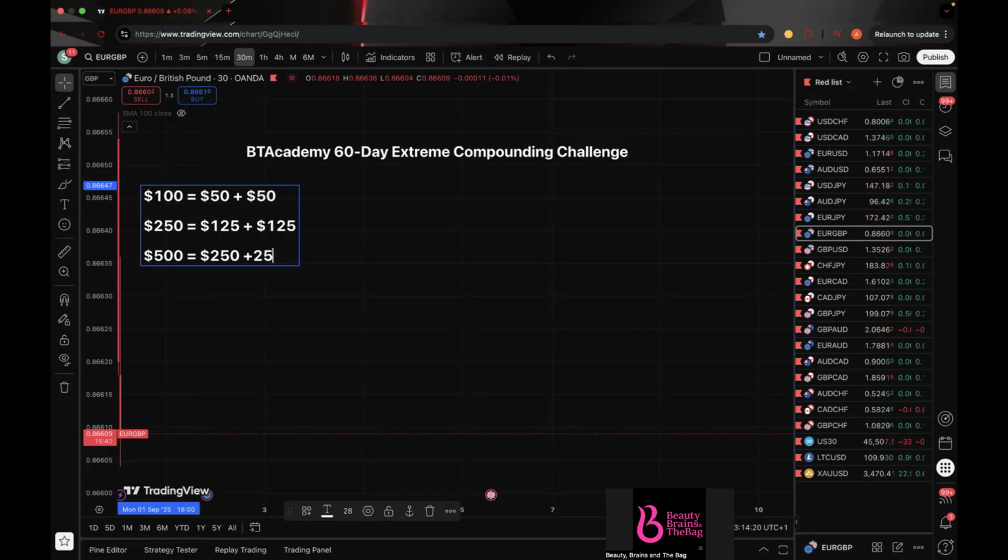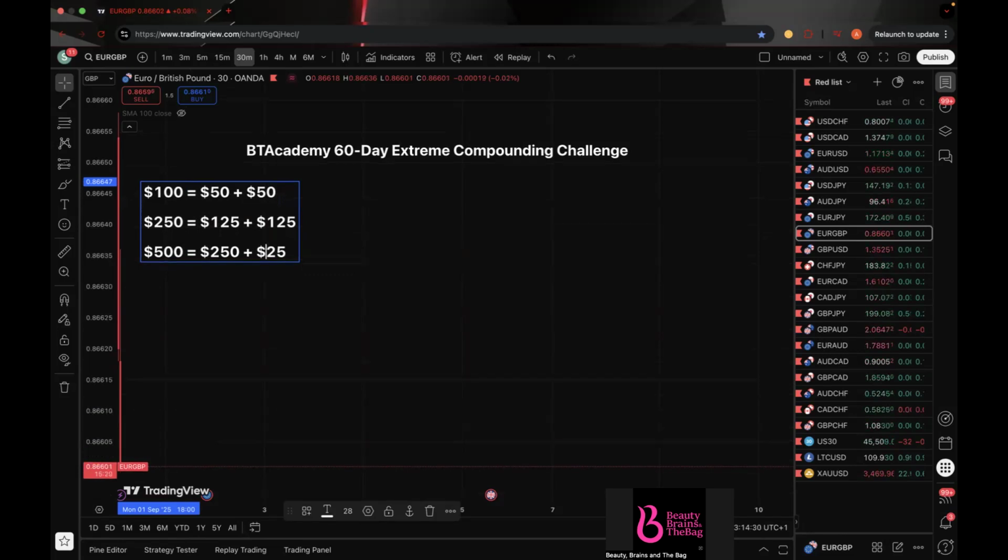Because before we get to the deadline of the challenge, we should actually have hit what they call the turnover requirements to be able to claim the bonus and the profits of the bonus.